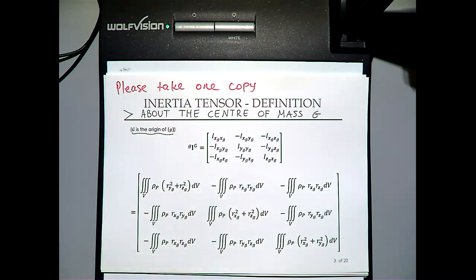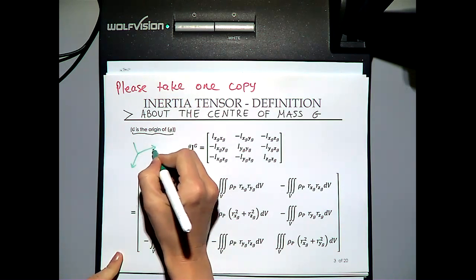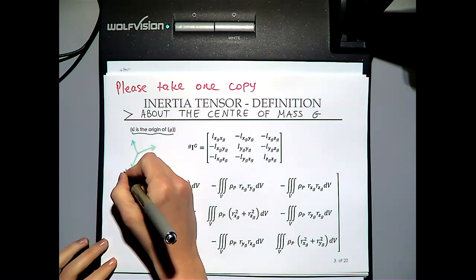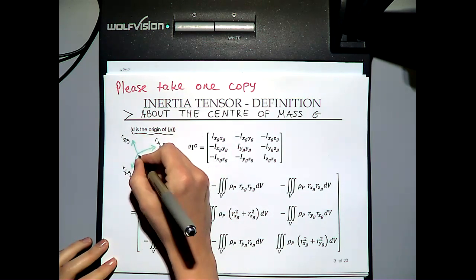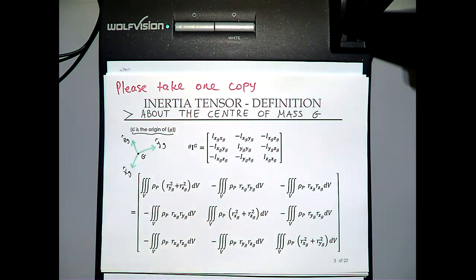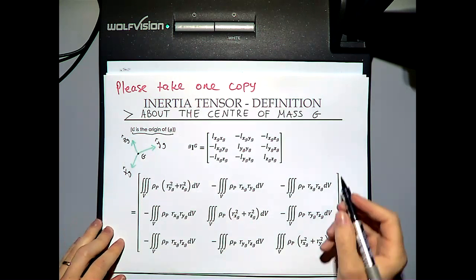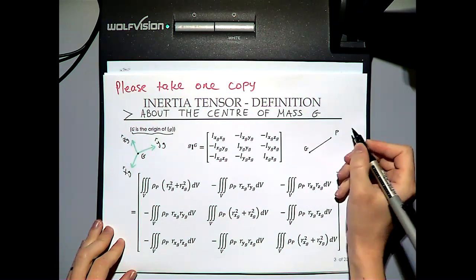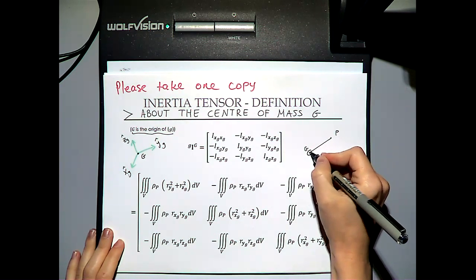So you can imagine some coordinate system, xg, yg, zg. You can stick it into the center of mass of the rigid body. Why? Because then you will be looking at vectors going from G to all the points P on the rigid body.